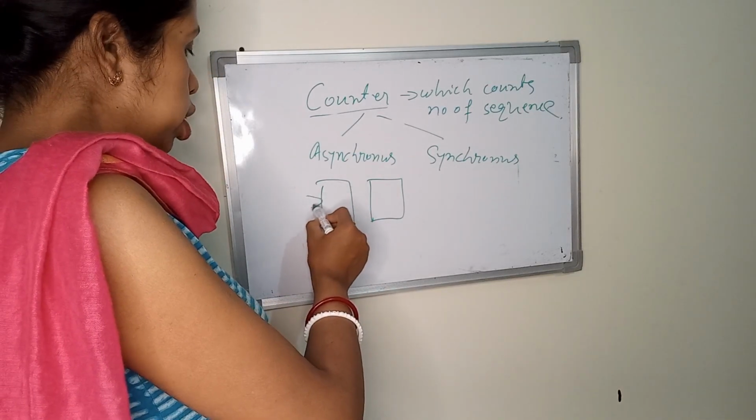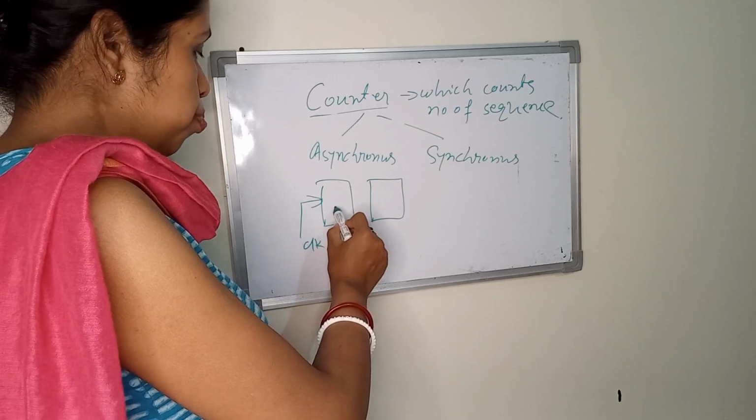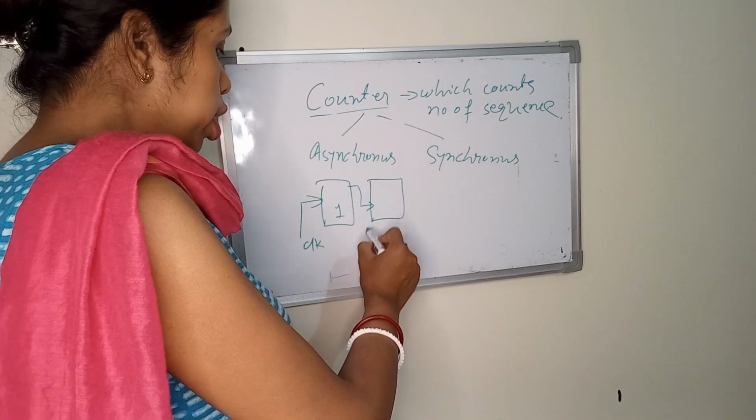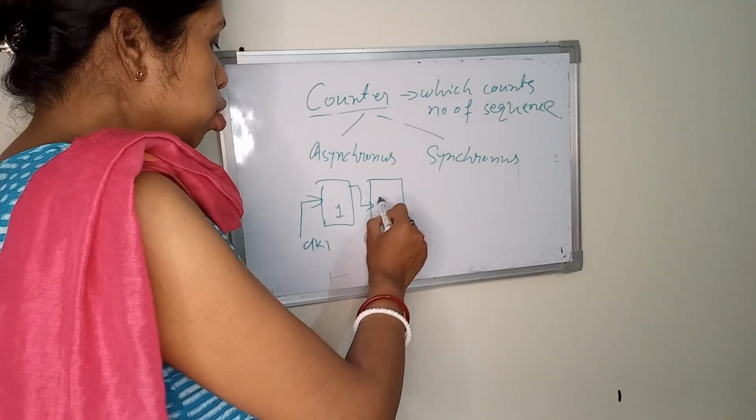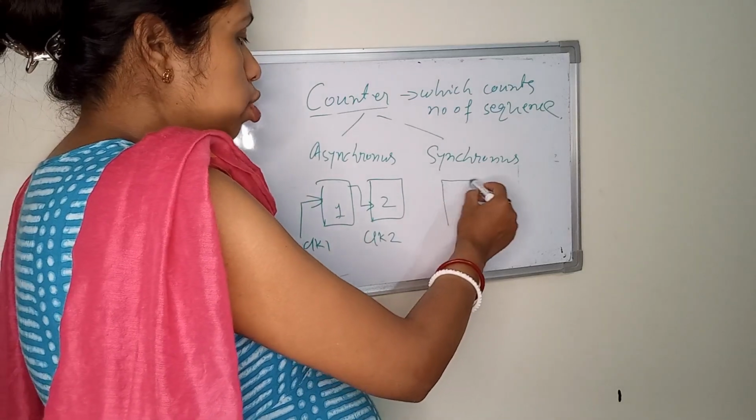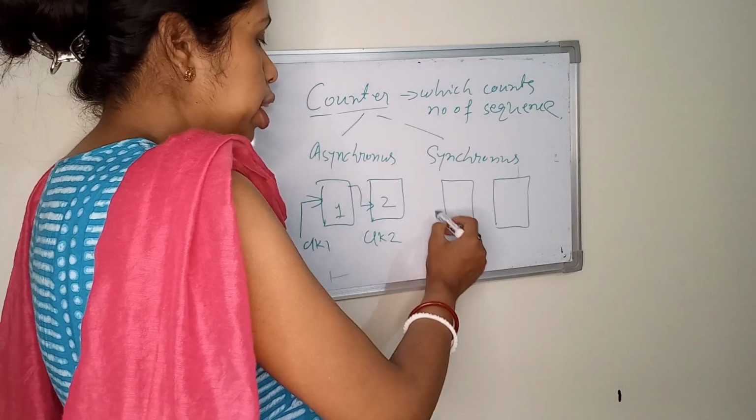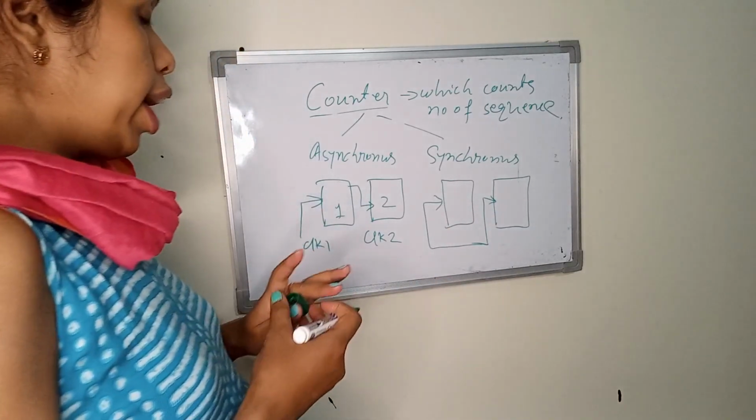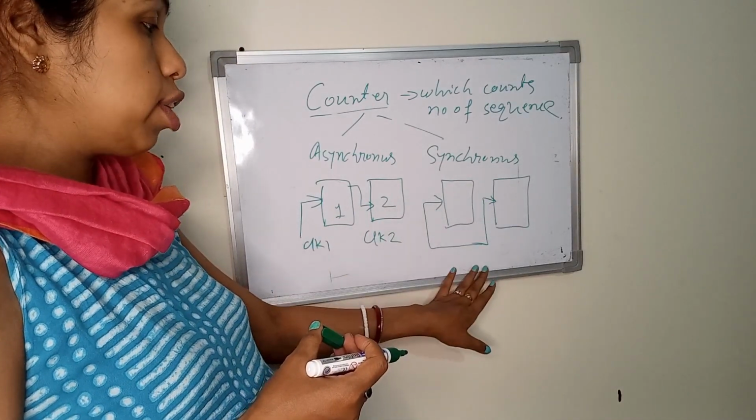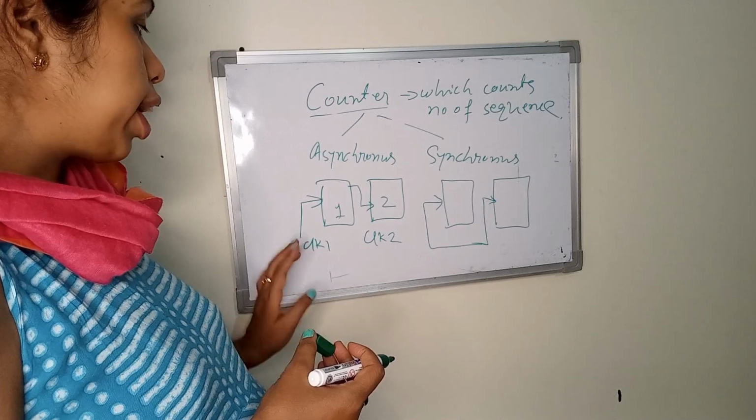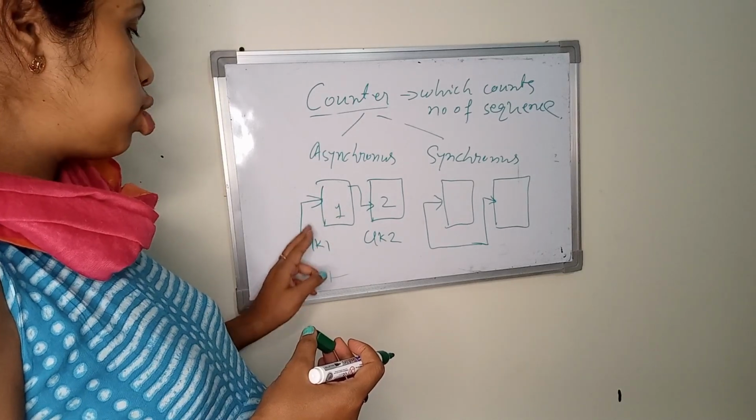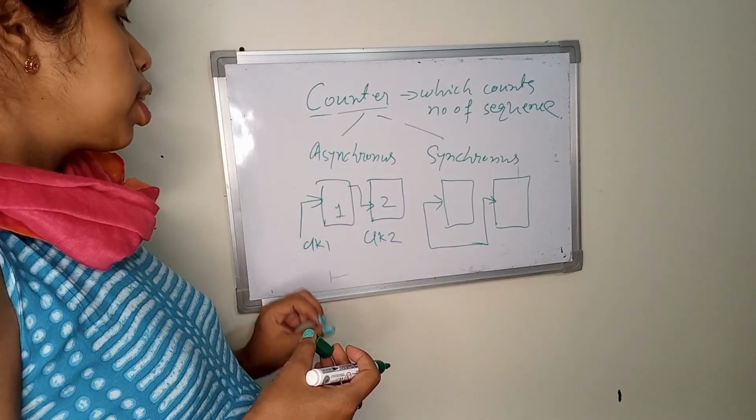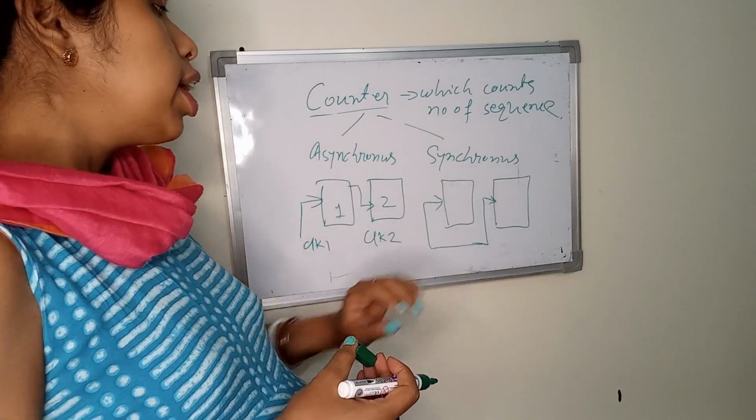So in the asynchronous counter, you are giving one clock to the first flip flop, and the output of the first flip flop is connected as the clock for the second flip flop, clock 1 and clock 2. But in case of the synchronous counter, suppose you have two flip flops, right? So you are giving one single clock pulse to each flip flop. So at a time both flip flops will work in the synchronous counter, but in the asynchronous counter, both flip flops will not work at a time. Depending on the output of the first flip flop, the second flip flop will work. So this is the asynchronous counter and this is the synchronous counter.